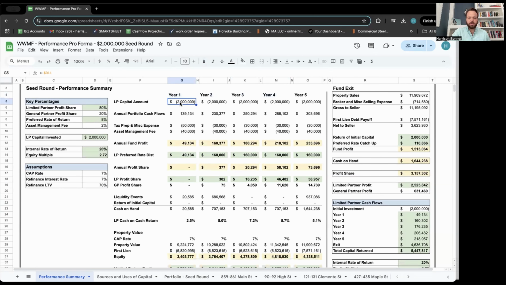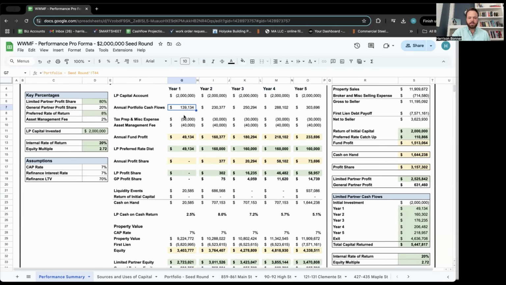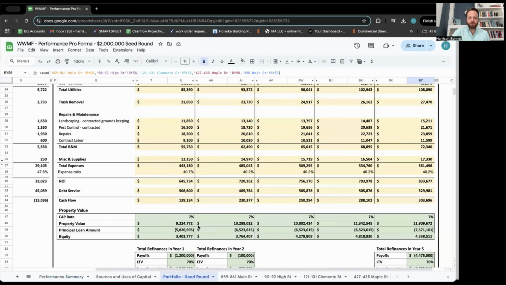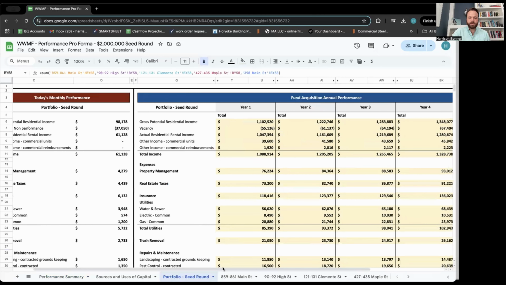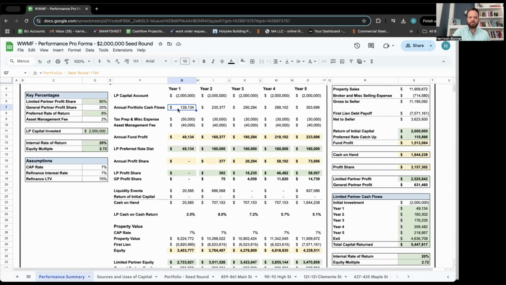So this is the capital account balance of all of the limited partners combined. This next row here is our total portfolio cash flows for the year. This is summarized here on this portfolio tab, which is a summary of the individual properties. So let me go back to the top. Okay. So we have annual cash flows.